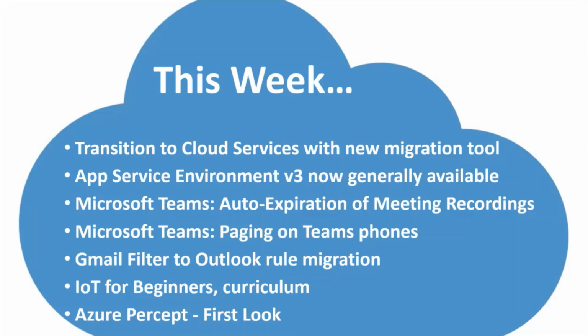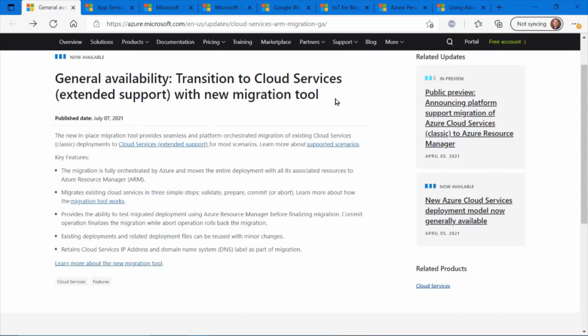So this week we have a couple of cool announcements to share. We have a new migration tool available in Azure. App Service Environment version 3 is now generally available. We'll talk about that. Some Microsoft Teams roadmap updates, as well as a migration tool for those Gmail migrations to Office 365, and a few more items. With that, let's jump right into it. Links to all of the updates can be found in the description of this video.